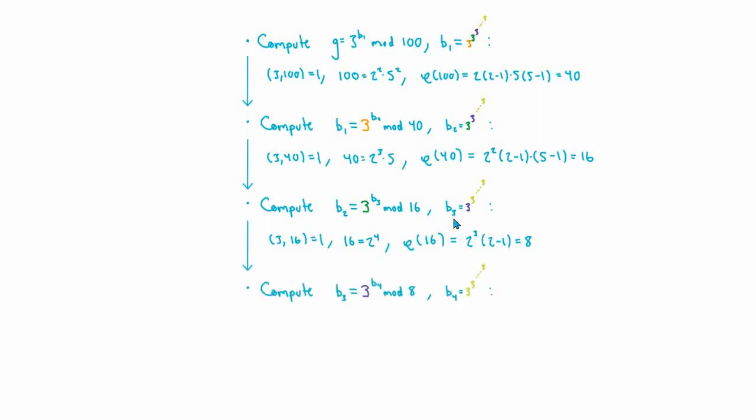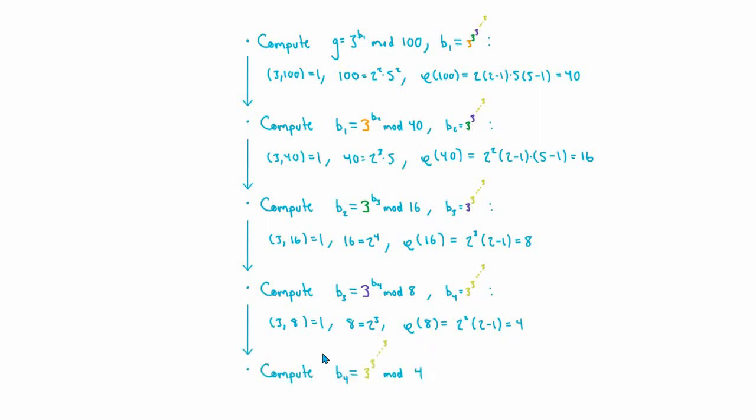So now we want to try to compute b3 modulo 8. It's still not clear to me what this number is modulo 8, but I can see that the moduli are getting smaller at every step, and so if I keep going, eventually this process should end. And so, observing that 3 and 8 are relatively prime and that phi of 8 is 4, now we want to know what b4 is modulo 4.